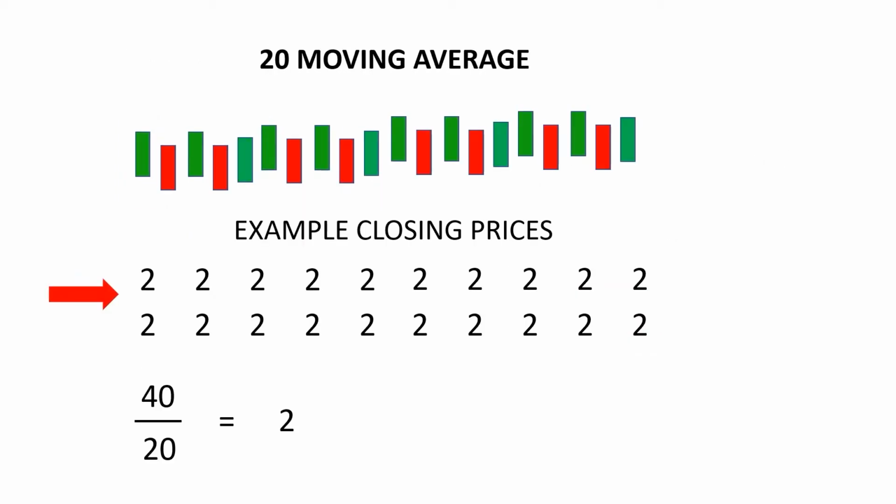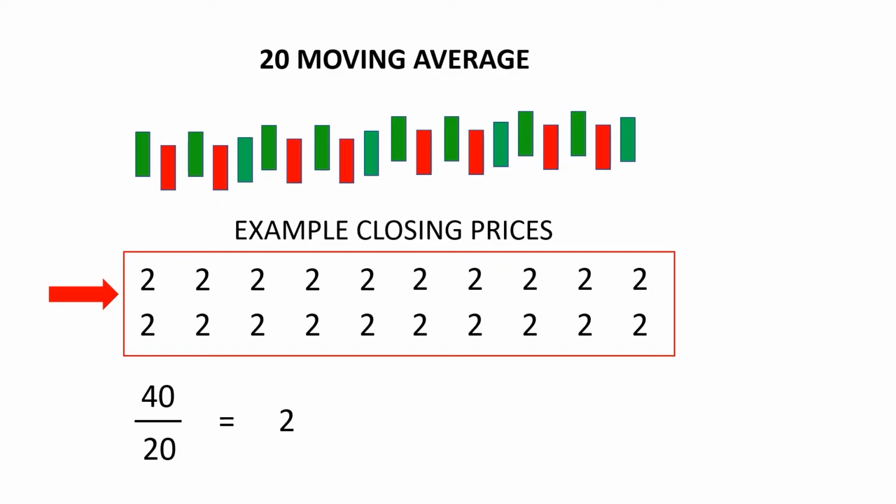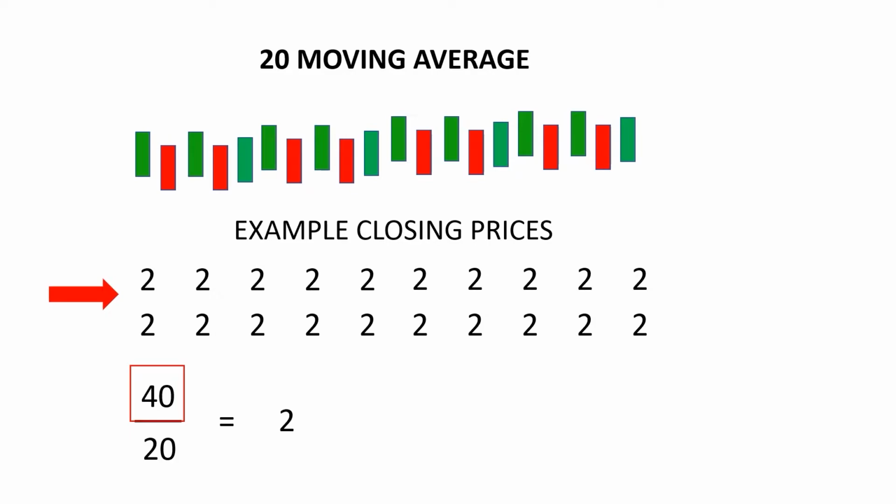Now let's do another example with a 20 moving average. Let's make it simple and just put 2 as the closing price of the last 20 candles. Now what we want to do is we want to add the closing prices of all these 20 candles together and divide it by the number of periods. Therefore, by adding all these numbers together, it will be equal to 40. Number of period that we will be using is 20 because we are using the 20 moving average.